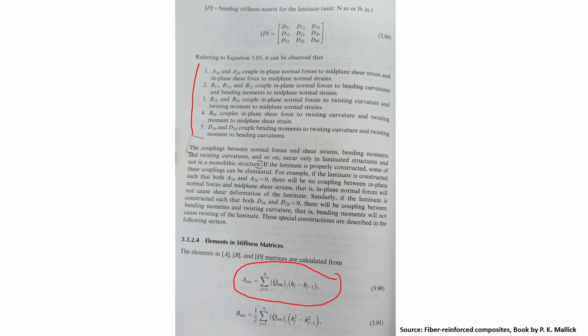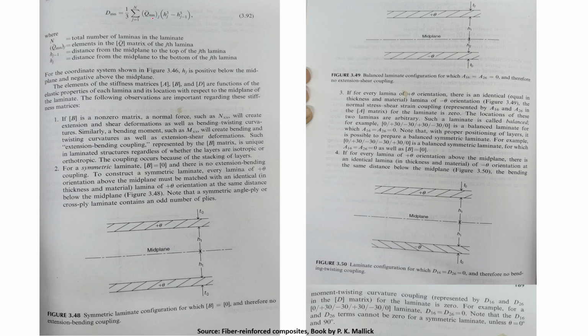Similarly for the B matrix, the equation is half times the summation of the reduced Q matrix times Hj squared minus Hj-1 squared. Here H shows the location of that lamina, measured from the mid plane, and you have to square it. And similarly for the D matrix, it is one third times the summation of the Q matrix times Hj cubed minus Hj-1 cubed. N is the total number of laminas in the laminate. Q is the elements in the Q matrix of the jth lamina. Hj-1 is the distance from the mid plane to the top of the jth lamina, and Hj is the distance from the mid plane to the bottom of the jth lamina.